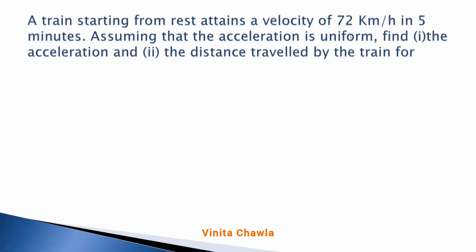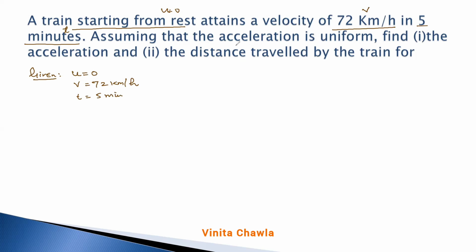A train starting from rest. Starting from rest means? Yes, initial velocity of the train is 0. So we'll write given. Initial velocity of the train is 0 because train is starting from rest. U is 0. Attains a velocity of 72 kilometer per hour. This is V. In 5 minutes. This is T. Let's write this. V is 72 kilometer per hour, and time is given. It is 5 minutes.